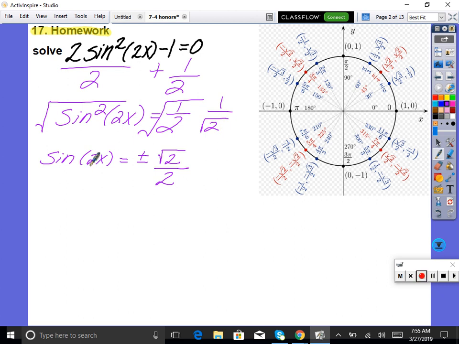Anytime there's anything here, solve it like normal and then just take care of what's in front. So we actually have 2x is equal to, the sine is equal to positive root 2 over 2. You split this up. This is two separate problems. It equals positive root 2 over 2 where? Pi fourths, right? So pi fourths. And then, where else?